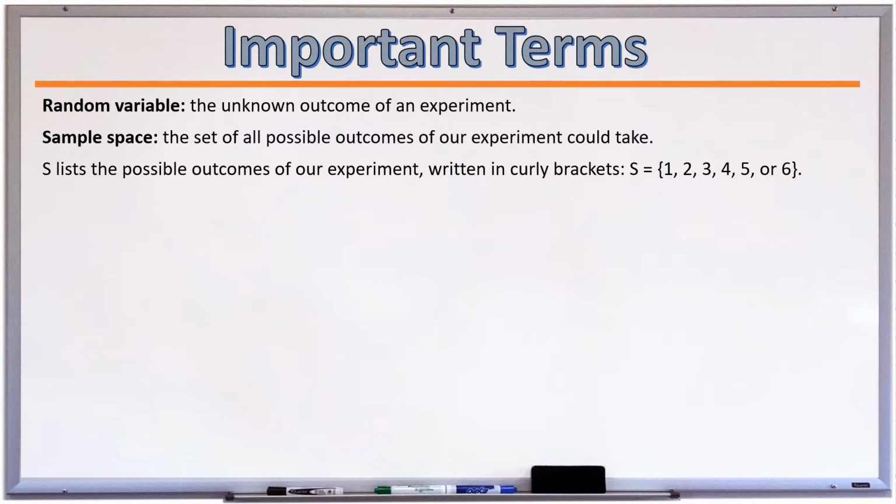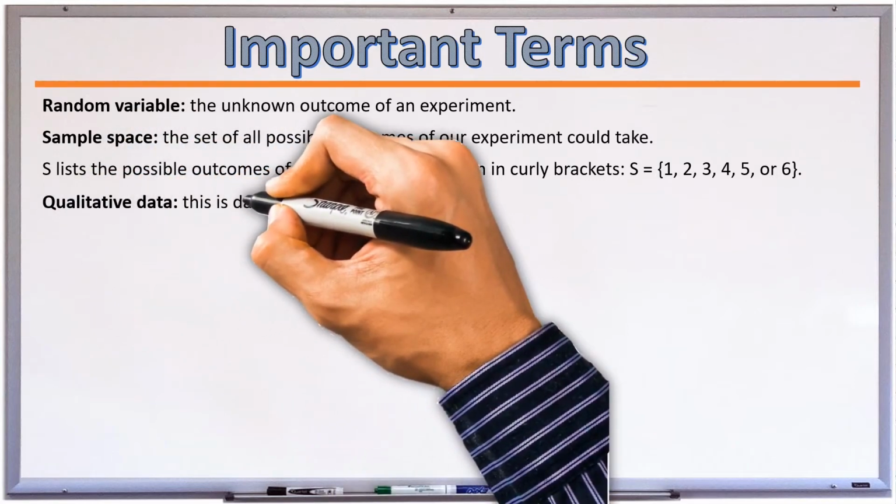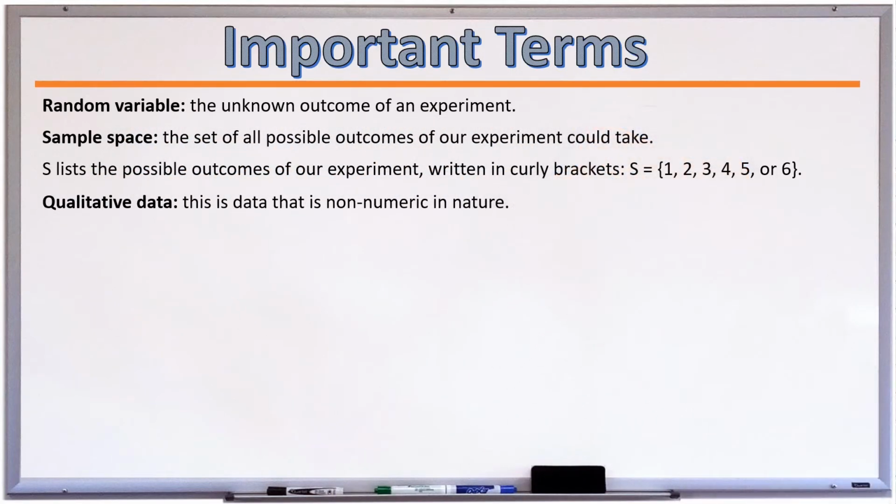Qualitative data. This is data that is non-numeric in nature. For example, a customer satisfaction survey could ask the question, "How was our service?" The questionnaire could then provide a customer with the options good, bad, or average. These options, good, bad, or average, are non-numeric.